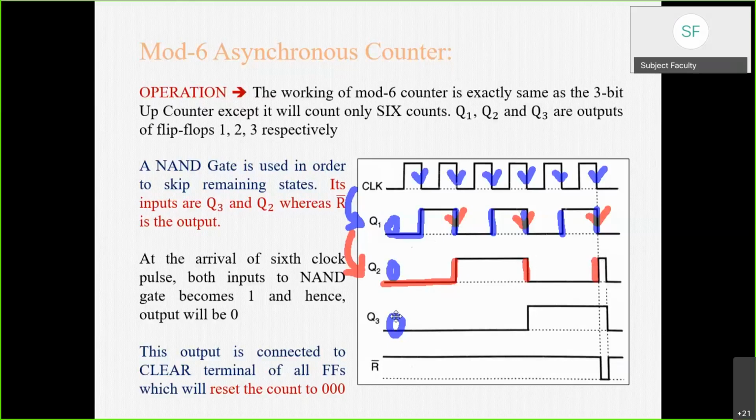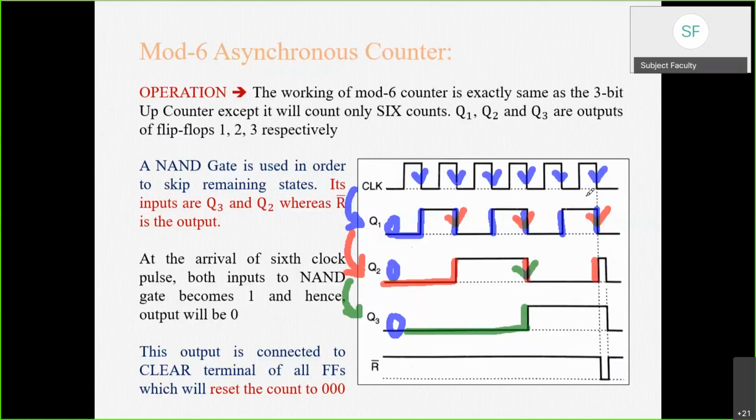And similarly, for this Q3, Q2 will act as the clock signal. So again, you have to mark the negative edges. Here, there is only one negative edge. So initially, Q3 will remain as it is, and it will make a transition from 0 to 1 here.